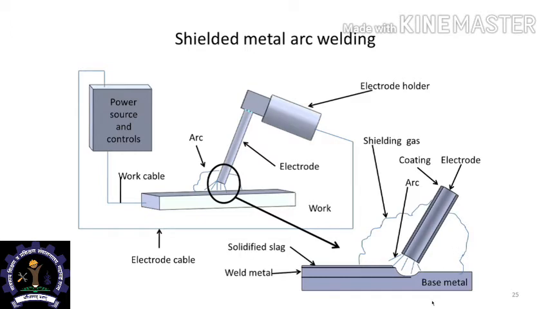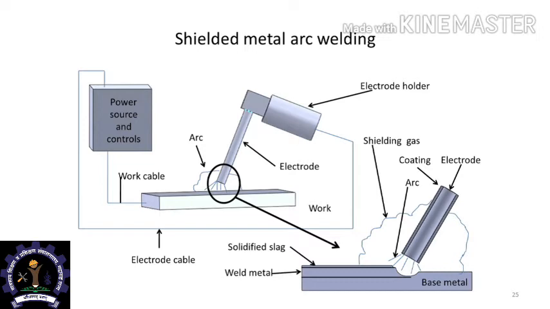Typically when the arc is struck, you have the arc between the electrode and the base material, and as the electrode is moved along a line, in our case from the left hand side to the right hand side, you would see that the wire that is part of the electrode will be melting and then forming what is called a deposit.